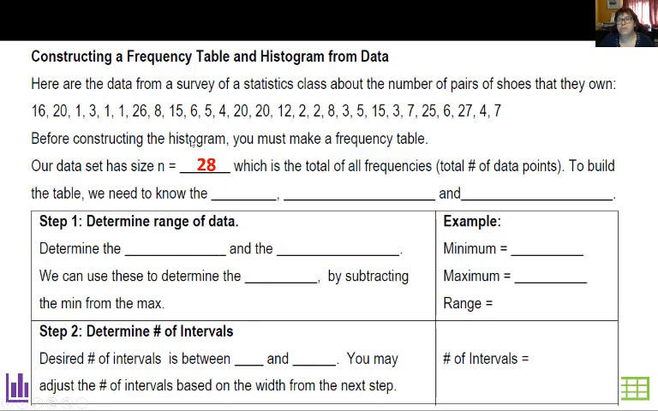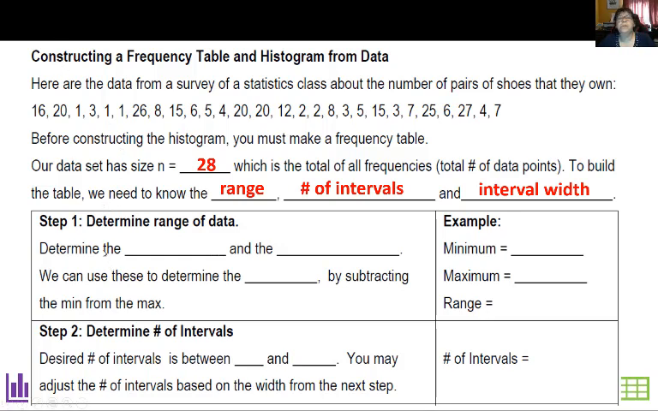Now, to build the table, and really the graph, there are a couple of things I need to know. I need to know how wide the graph is going to go, and that's going to depend on my range. Then I also need to figure out how many bars or intervals I need, which could also be called classes. And then I need to figure out how wide each of the bars are. Once I figure that part out, the rest of it's pretty easy.